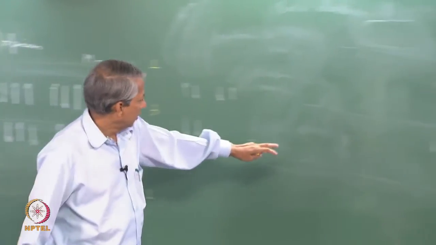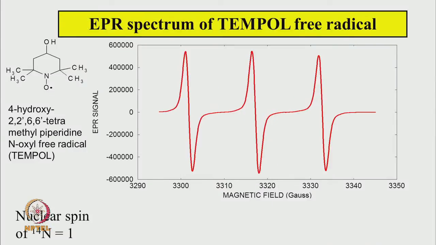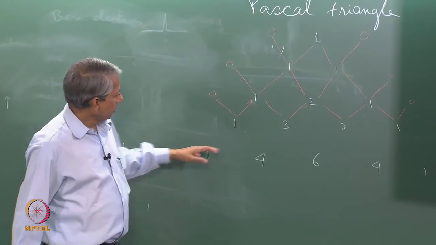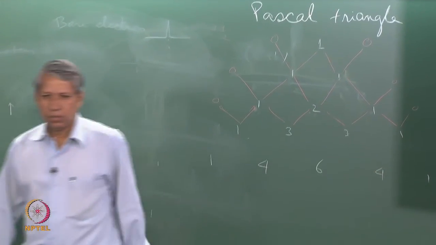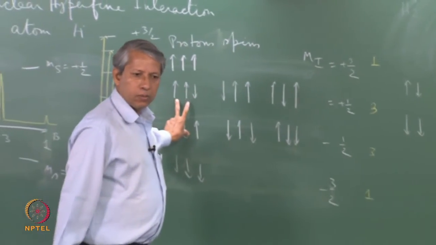So, this example is given here, we saw it earlier. This radical has 4 equivalent protons, they are equivalent in all respects. So, 4 equivalent protons give rise to 5 lines as predicted by this generalization. But the intensity ratio is 1, 4, 6, 4, 1. So, here if you measure carefully, this is almost equal to 1 is to 4 is to 6 is to 4 is to 1. See how beautifully this agrees with our prediction.